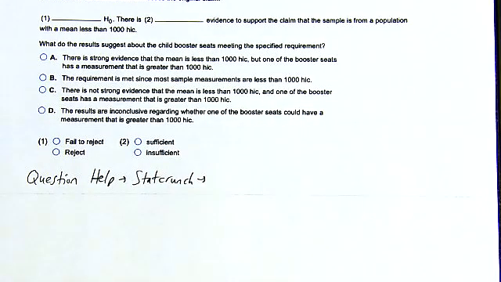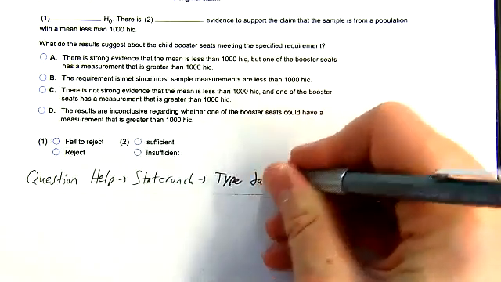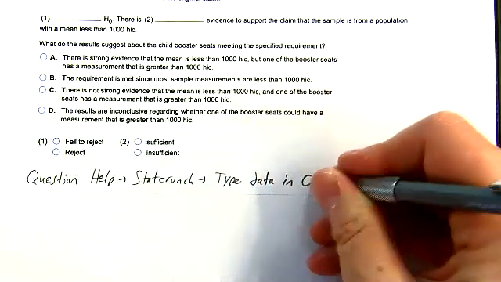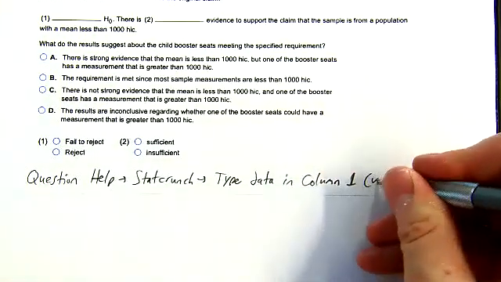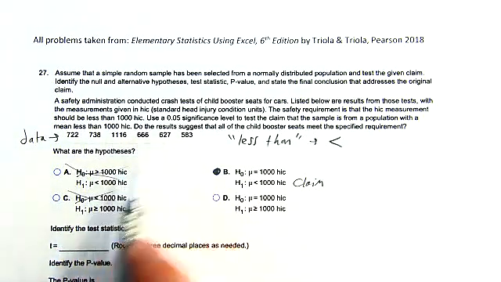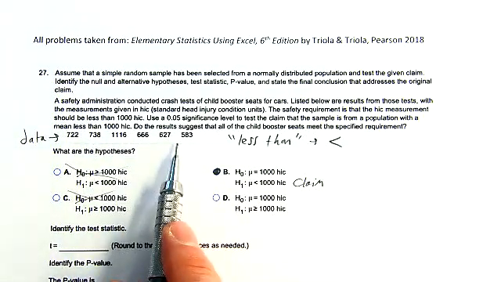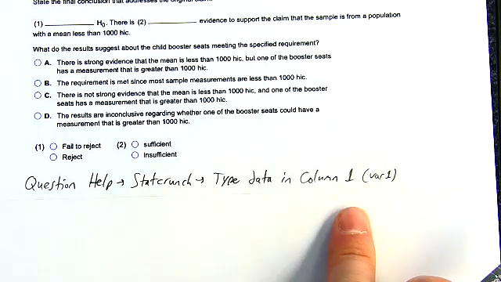And then you have to type the data in column 1, which they call variable 1 in Statcrunch. So you're going to actually type these 1, 2, 3, 4, 5, 6 numbers in. So you'll type 722, then 738. You'll type those going up and down in this first column.